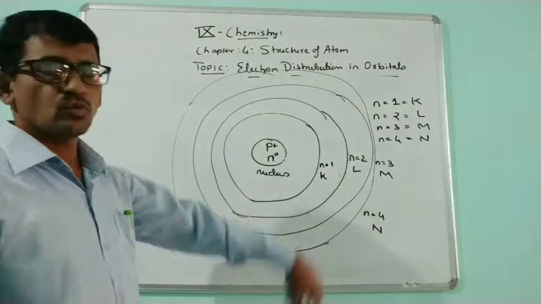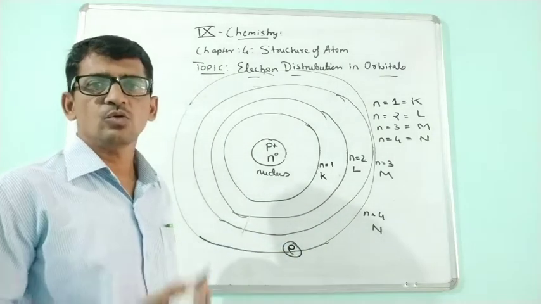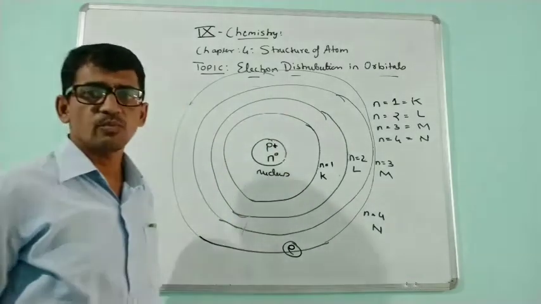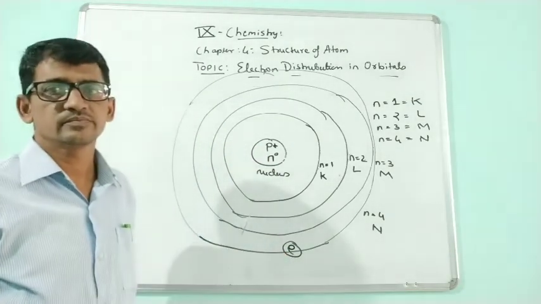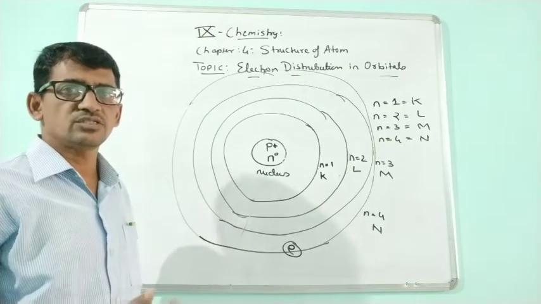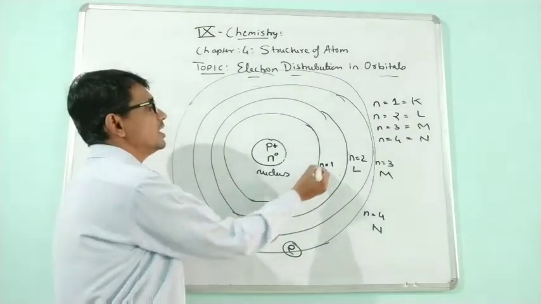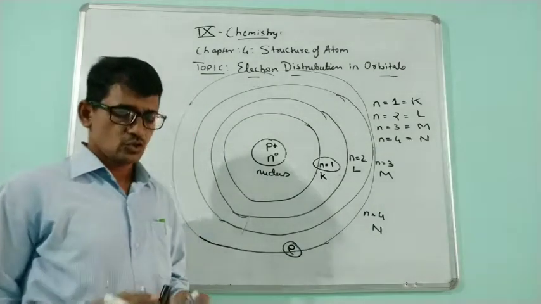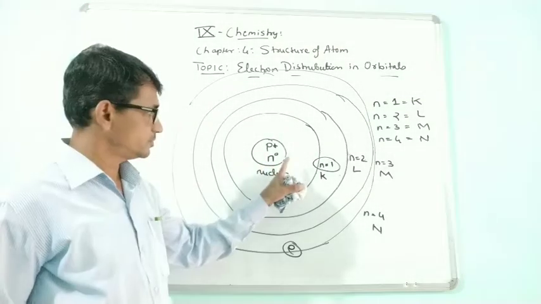Another thing: the electron revolving in the outermost orbital revolves fast. Why? Because the attraction of the proton will be less. Removal of this electron from the outermost orbit is also very easy. The energy required for ionization is very little. Similarly, n equal to 1 is very near to the nucleus, so more energy is required to remove an electron.